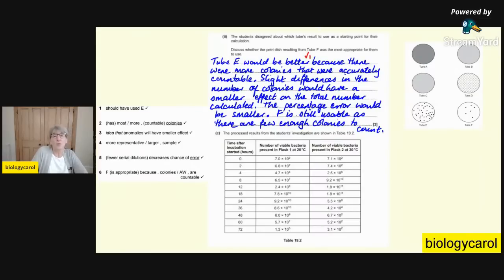So this is where, but oh, notice this last sentence, I realised I've really argued for E, but this is almost an evaluation question. Discuss whether it was most appropriate. They're looking for pros and cons. So at the end of the question, I was kind of going, what can I say that's for F being used? And it is still usable because there are few enough colonies to count. It wasn't like any of these where you couldn't realistically count the number of colonies. So I got 4 marks, the maximum number of marks.